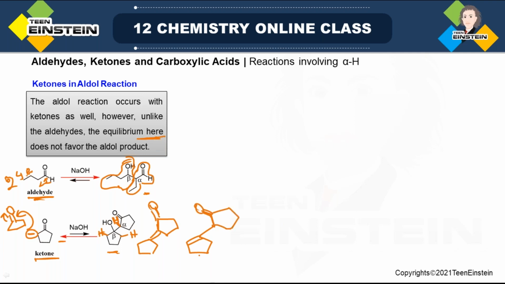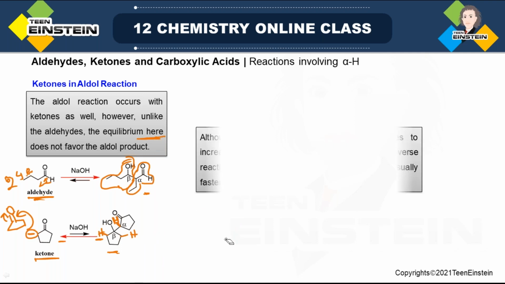But this is not an alpha beta unsaturated carbonyl compound. Okay, see, this is the alpha position, this is the beta position, this is the delta position. So it is beta delta, it is not alpha beta unsaturated. So that is why these hydrogens will not be removed, only these hydrogens. But the important point that we are focusing on here is that when you compare ketones and aldehydes, aldehydes are preferred.